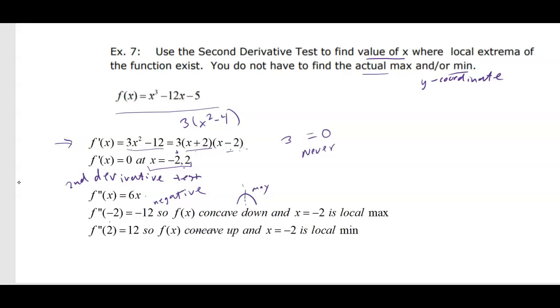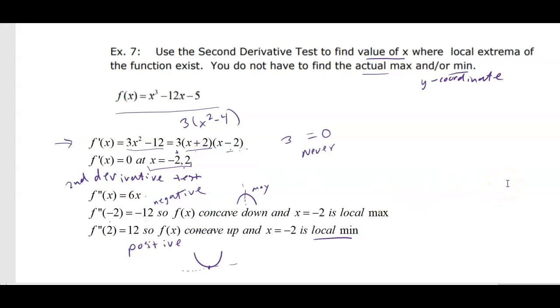Then I put in the other critical value and find the second derivative at x equals 2, and I find it is positive. Positive second derivative means the function is concave up, so if I had a horizontal tangent line, I must be at a bottom, which we call a min. It's a local min. So that's using the second derivative test. If the second derivative is easily found and is defined and not equal to 0 at your critical values, I actually find this easier than a sign chart.